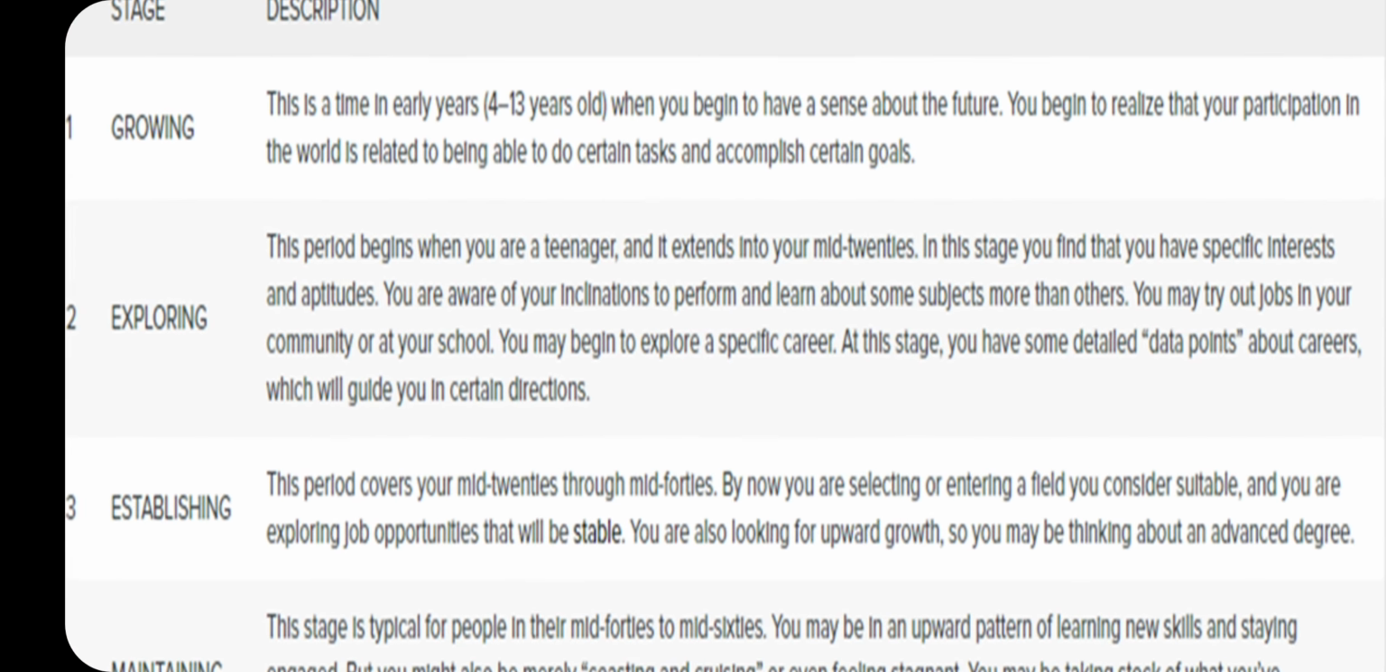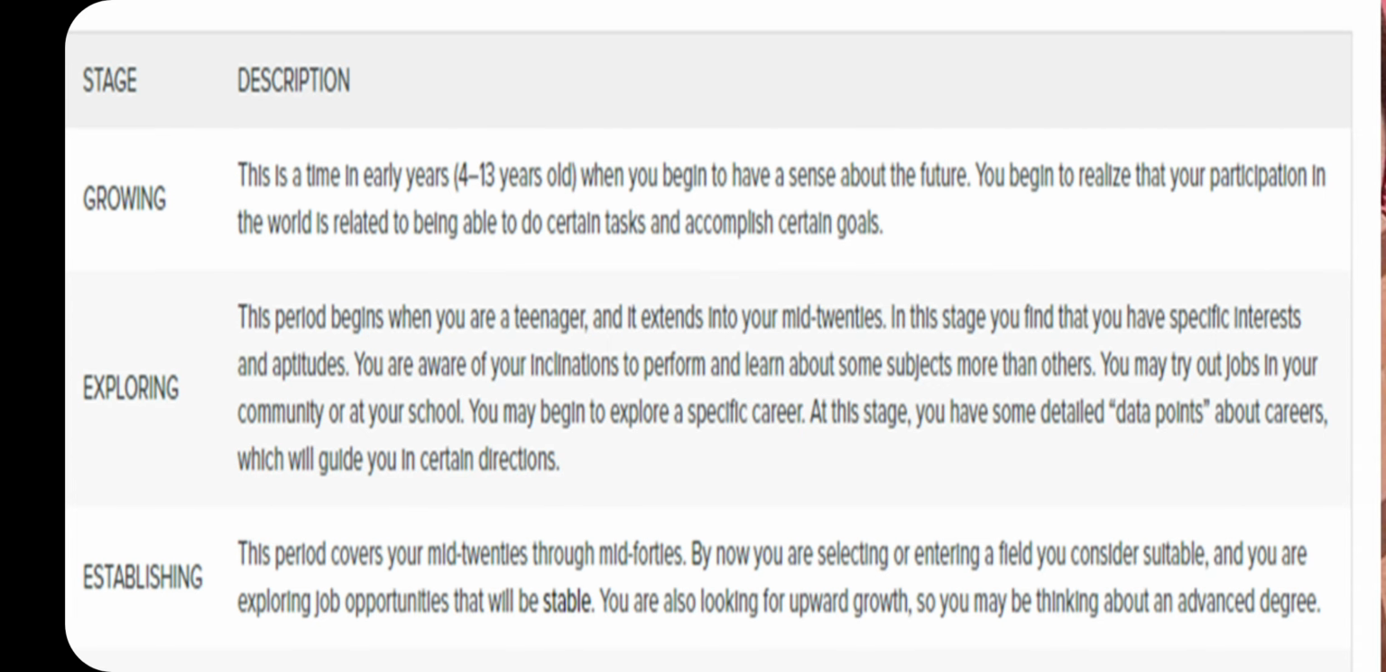Next would be exploring. Exploring is the period that begins when you are a teenager and it extends into your mid 20s. It is the stage where you find that you have specific interests and aptitudes. You are aware of your inclination to perform and learn about some subjects more than others. You may try out jobs in your community or at your school. You may begin to explore a specific career. At this age, you have some detailed data points about careers, which will guide you in a certain direction.